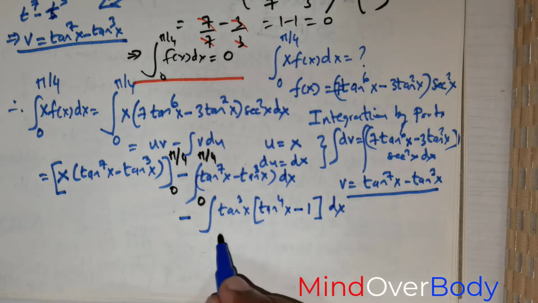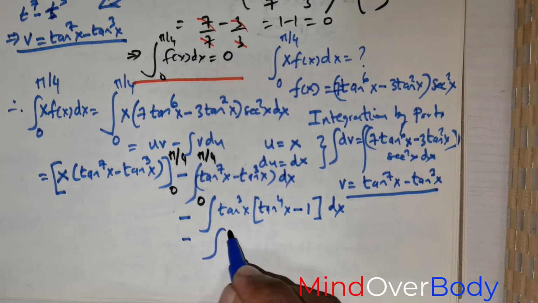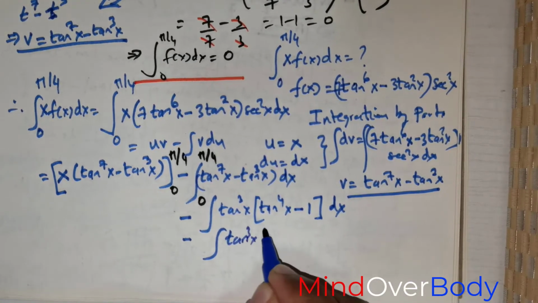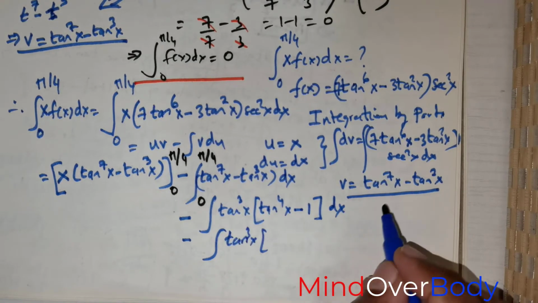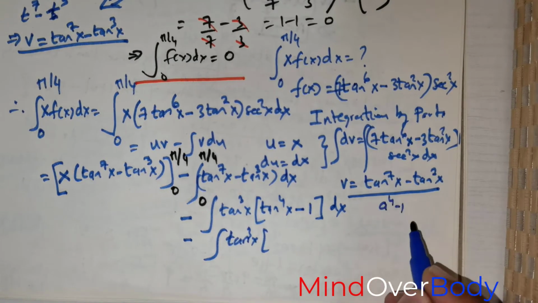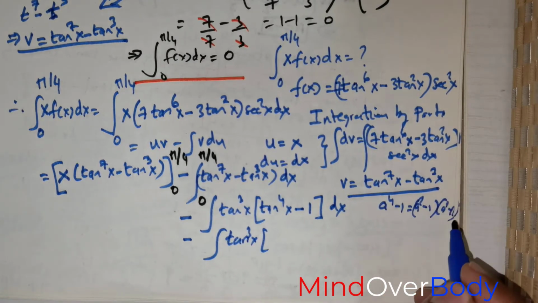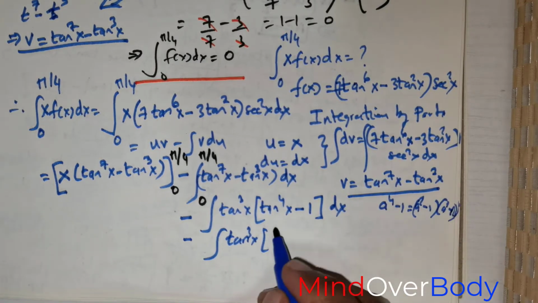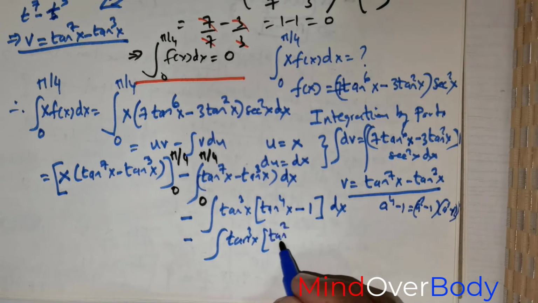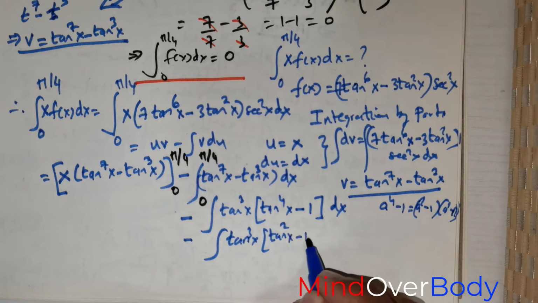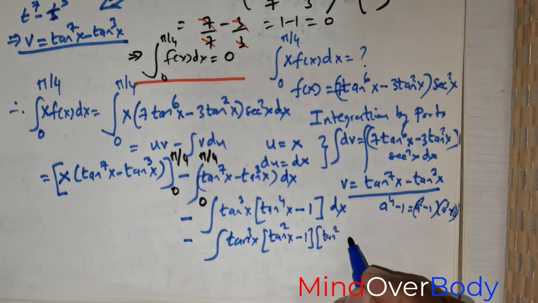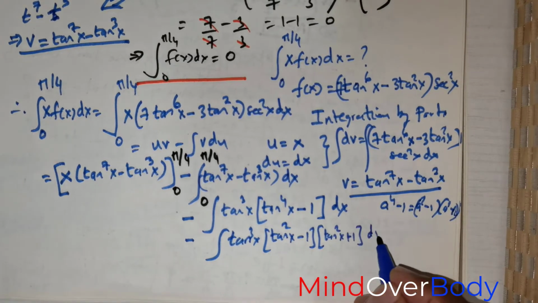Now this can be split as follows: integral tan^3 x. Now this is similar to a^4 minus 1. I can write it as a^2 minus 1 times a^2 plus 1, right? So that's exactly what I'm going to do. I'm going to rewrite this as tan^2 x minus 1 times tan^2 x plus 1 times dx.